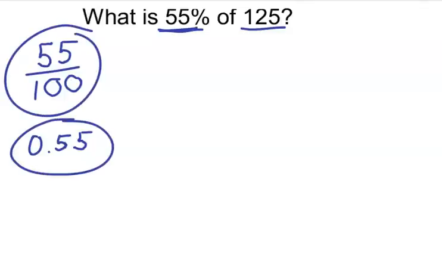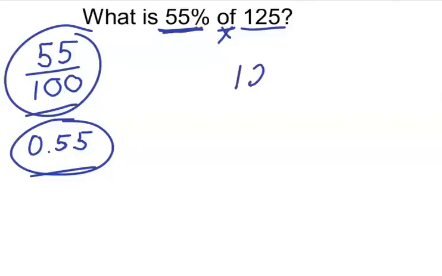All right, so we want to know what is 55% of 125. And when you see "of," it means multiplication. So out of 55%, 55 over 100, and 0.55, which one would be best to multiply times 125? Well, we can do 55 over 100 times 125 over 1. That would be one possibility.